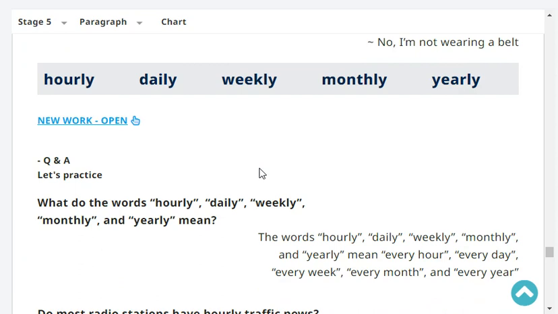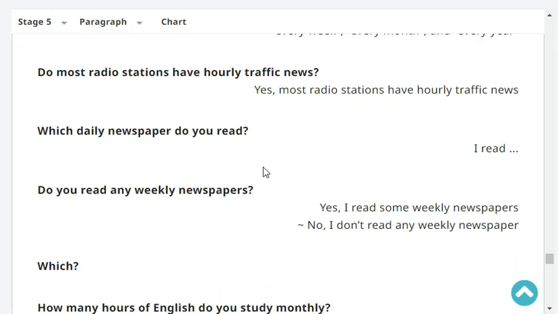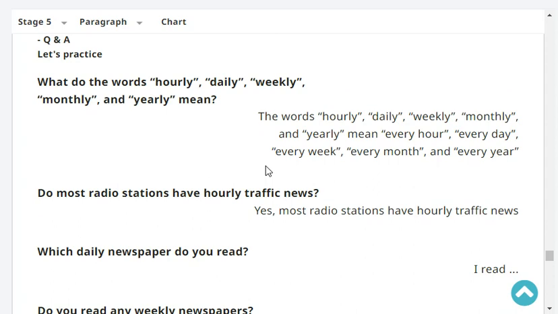What do the words hourly, daily, weekly, monthly, and yearly mean? The words hourly, daily, weekly, monthly, and yearly mean every hour, every day, every week, every month, and every year.